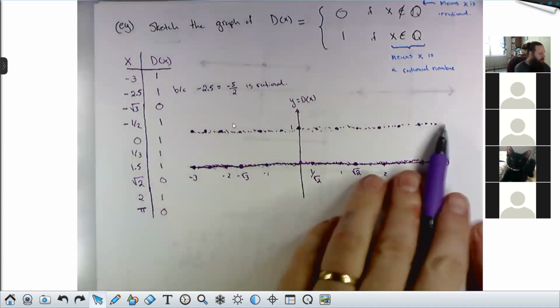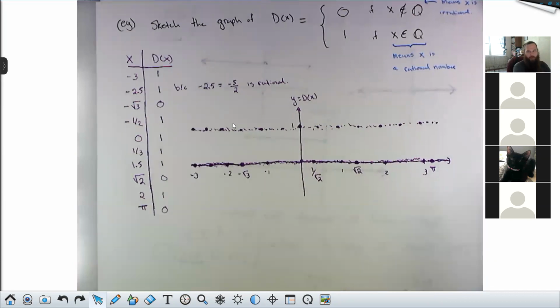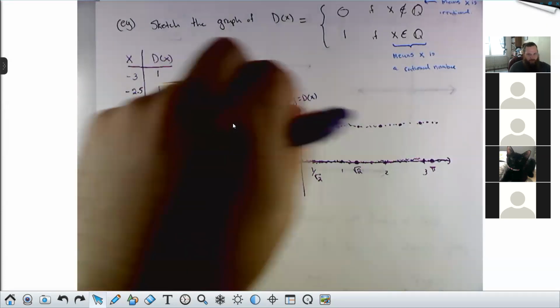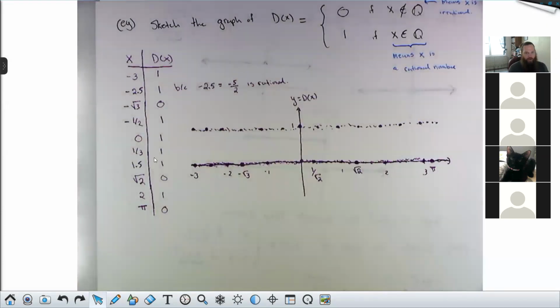And there is no connected piece up here. There is no little line segment. It's just a faint sprinkling of dust. And then down here, it's a much heavier sprinkling of dust. So it turns out the rational numbers, that is an infinite set. There are infinitely many fractions. So there's infinitely many points up here. In fact, between 0 and 1, there's infinitely many points up here. But the set of irrational numbers is even bigger.